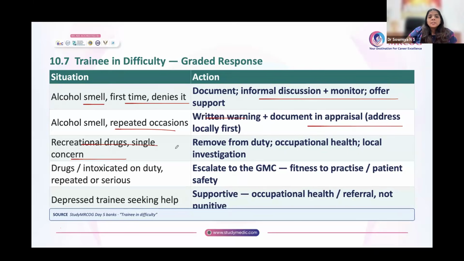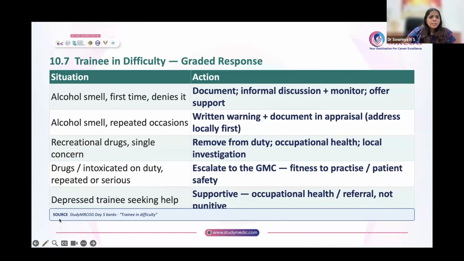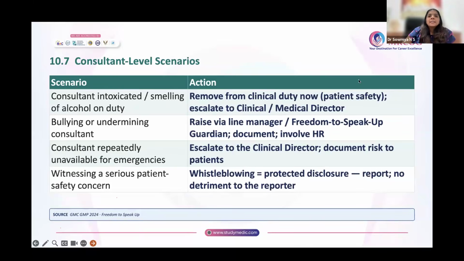Recreational drugs, single concern, first and foremost remove that person from duty, occupational health and local investigation. Intoxicated on duty, reported serious, escalate to GMC. Depressed trainee seeking help, occupational health referral. Of course, that is something which anybody can go through and give an off. That rota manager would be able to give an off from the work as well. Okay.